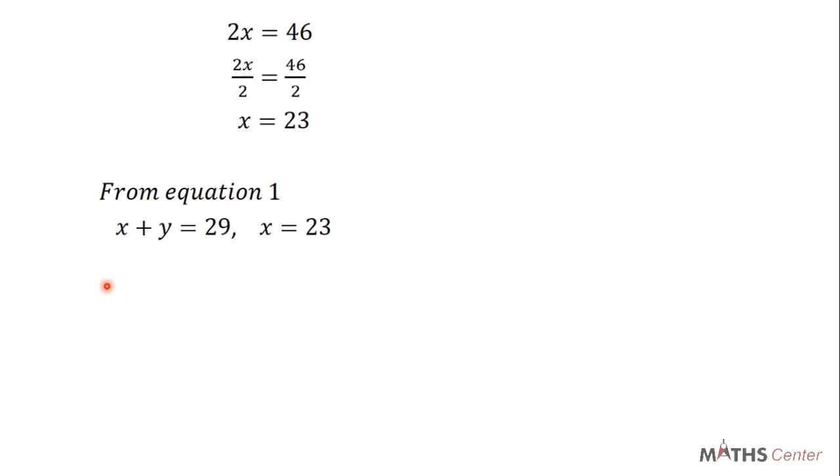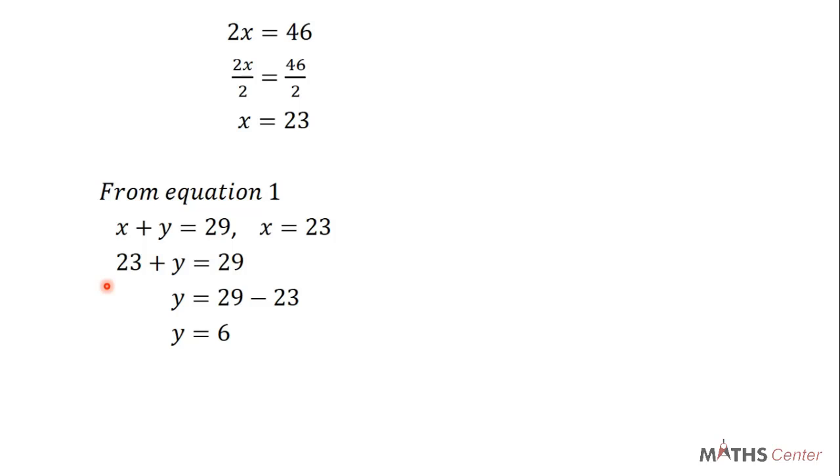Now, how do we find the second number, which is y? We know that from equation 1, x plus y is equal to 29. But we've now found x to be 23. So what do we do? We replace x with 23. This is going to give us 23 plus y is equal to 29. We make y the subject. y will give us 29 minus 23, and this is going to give us 6. So x, which is the first number, is 23, and y, which is the second number, is 6.